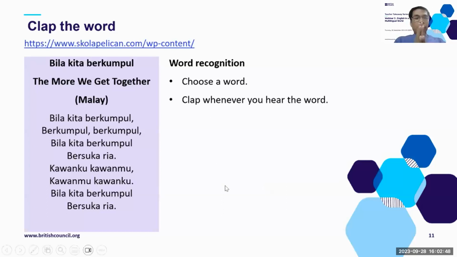Bila kita berkumpul, berkumpul, berkumpul. Bila kita berkumpul, bersukaria. Kawanku, kawanmu, kawanmu, kawanku. Bila kita berkumpul, bersukaria. I'm struggling.